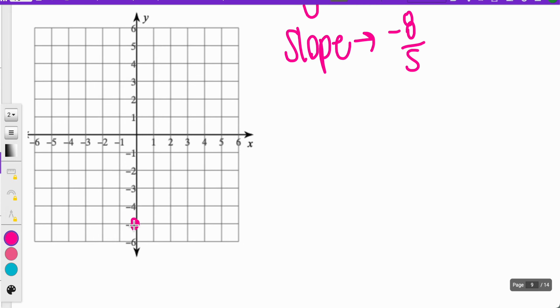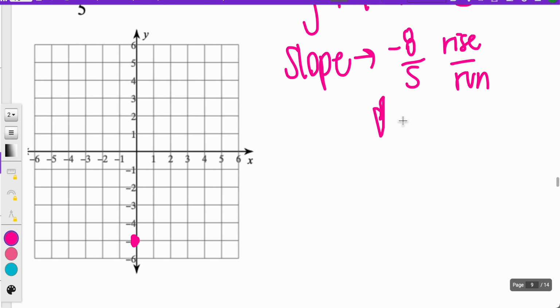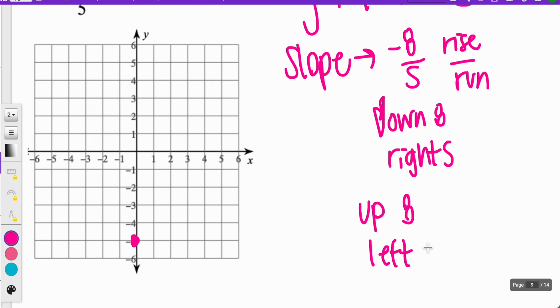Here's the frustrating thing. If I try to go -8 over 5, that means I need to rise -8 and run 5. If I do that, I'm going to go off the page. So instead of going down 8 and right 5, I'm going to actually go up 8 and left 5. It's still going to turn out to be the same thing, so I'm just doing the exact opposite, or a mirror image. So I'm going to go up 8. 1, 2, 3, 4, 5, 6, 7, 8, and then to the left 5. 1, 2, 3, 4, 5.